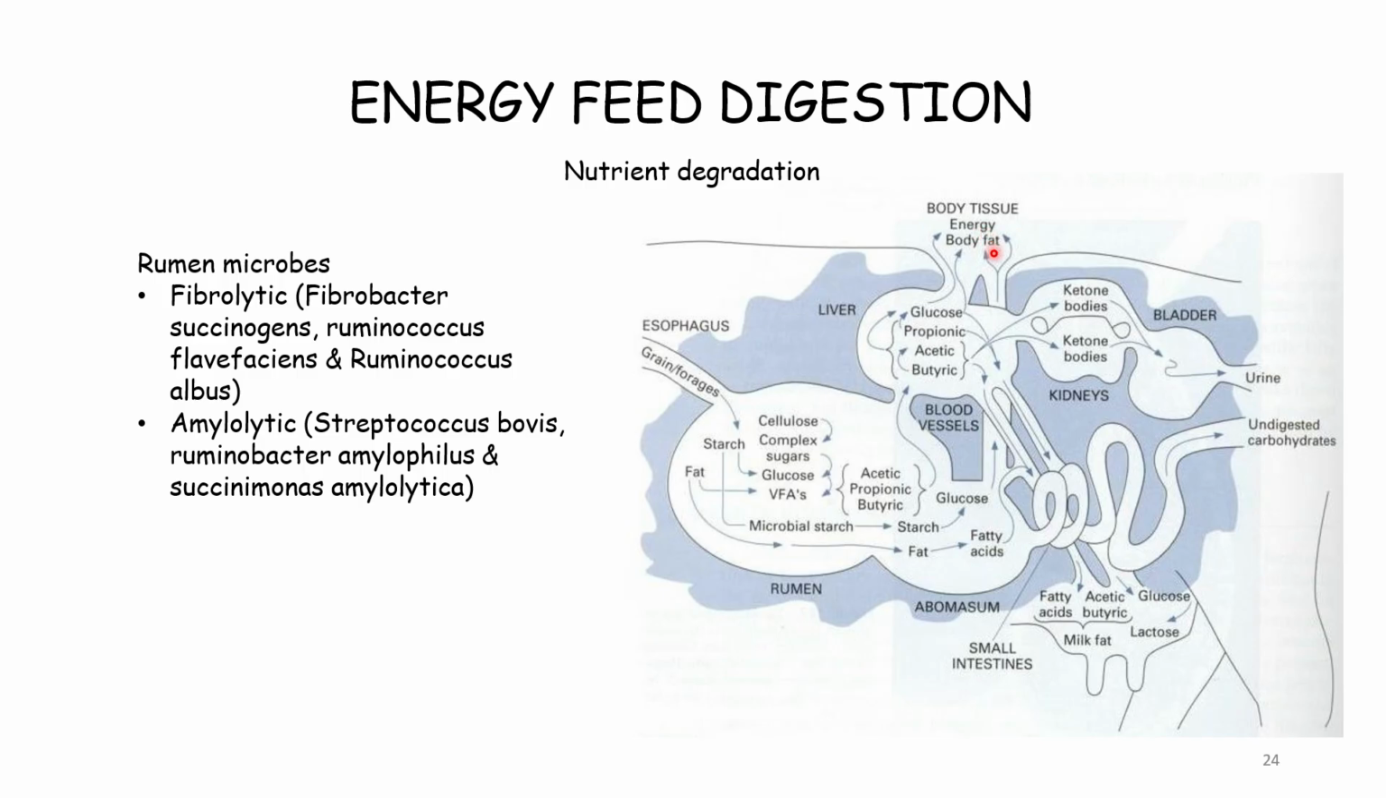And here in the body tissue, excess energy can be stored as body fat, and some nutrients become ketone bodies. Sometimes excess energy goes through the urinary bladder and is excreted from the body through urine. And also from here, as you can see, there is some volatile fatty acid, and most of the nutrients are also absorbed through the abomasum.